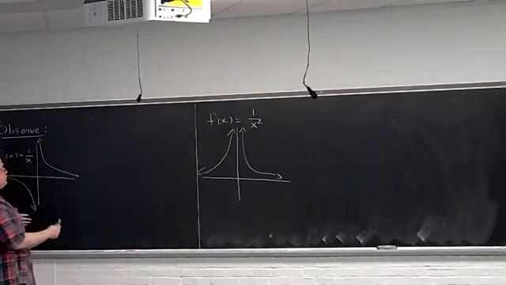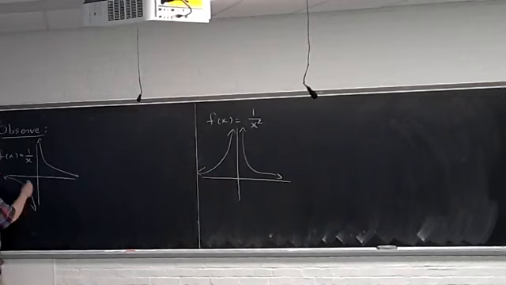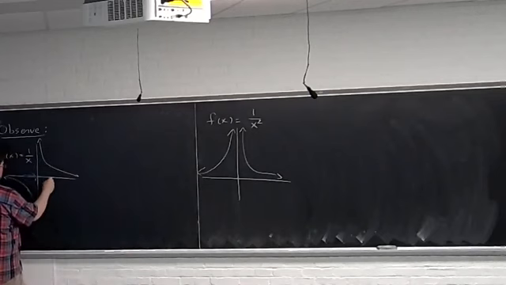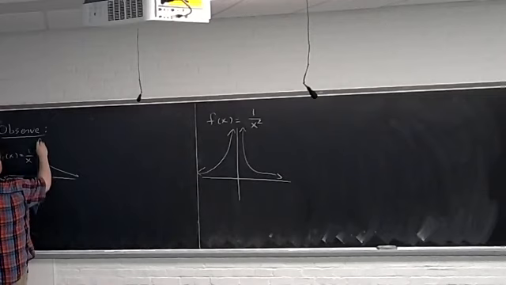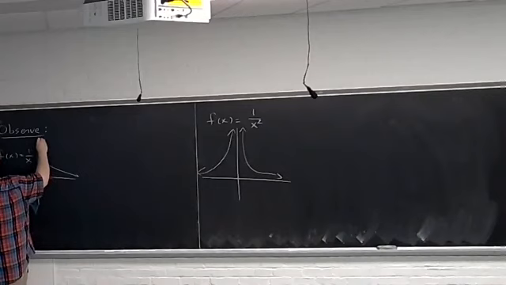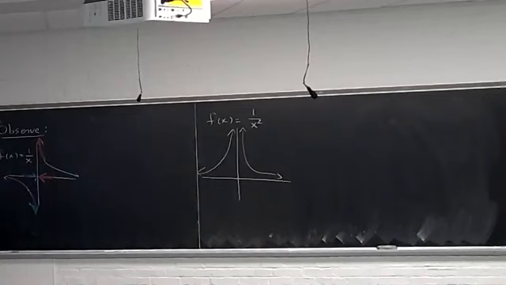Well, two ways we can approach 0. We can approach 0 on the left of 0, in which case the curve is going down like this. Or we can approach 0 from the right of 0, in which case the curve goes up.